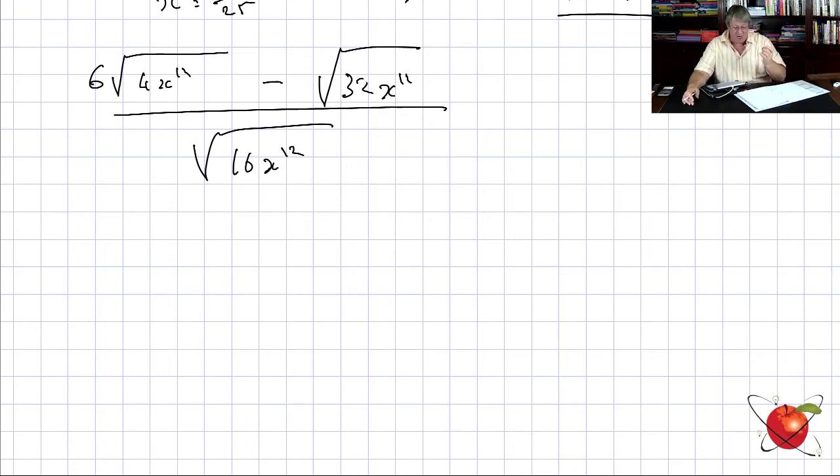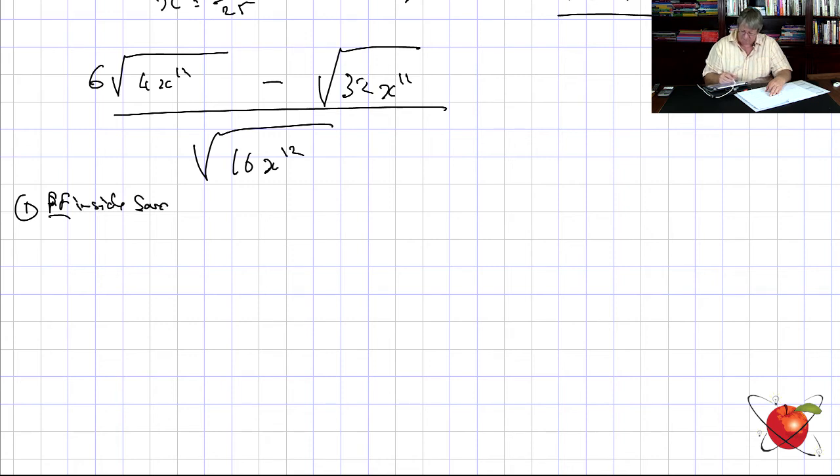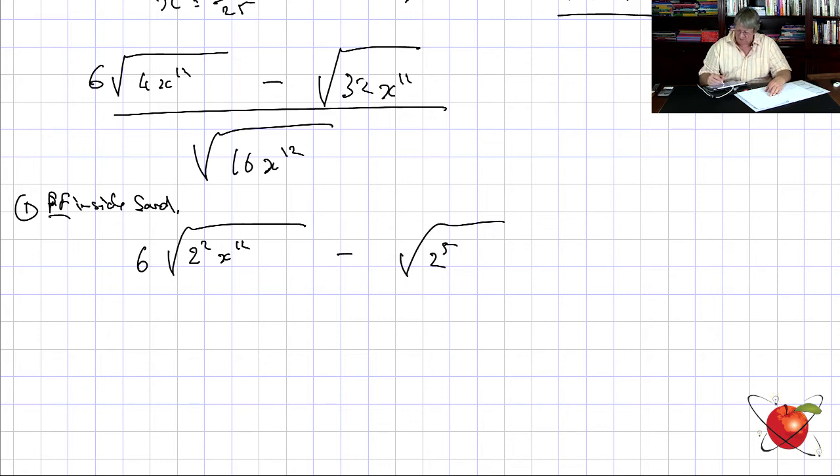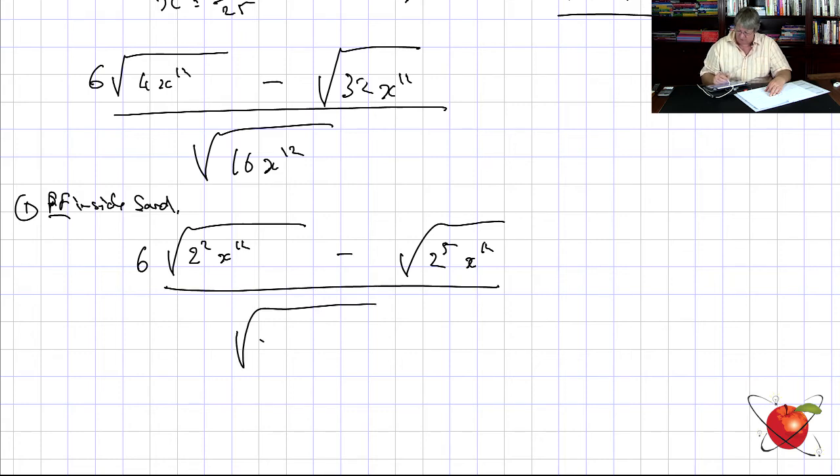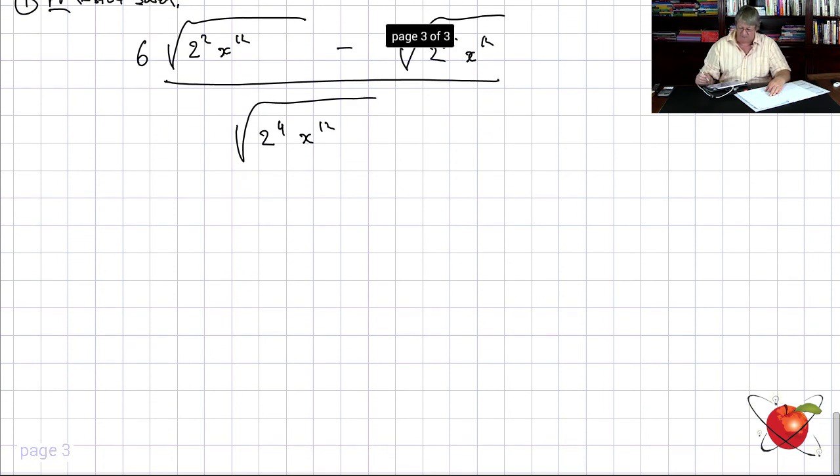So that's our formula. Okay, what are we going to do? First of all, prime factor. Okay, number 1, PF. Prime factor, all right? Just inside the surd initially, you'll see why. 6 times the square root of 2 squared x to the 12 minus the square root of 2 to the 5 x to the 12, all over the square root of 2 to the 4 x to the 12. That was step 1, writing prime factors.